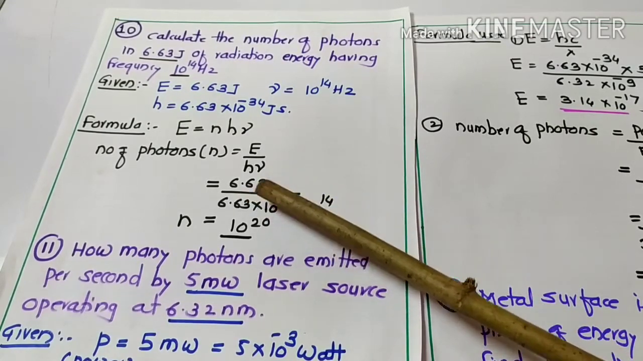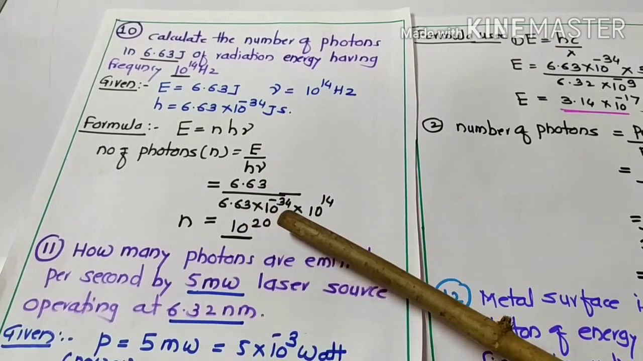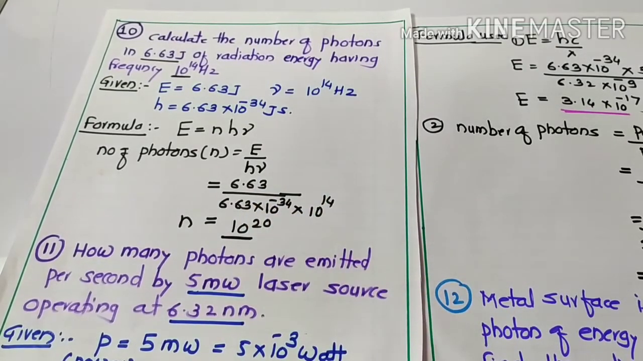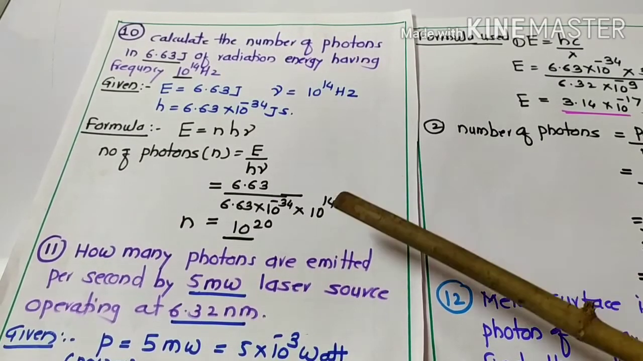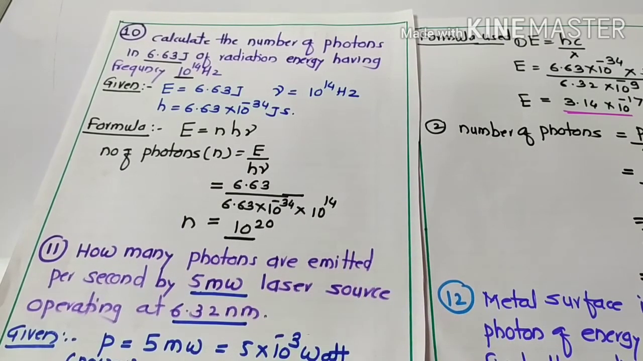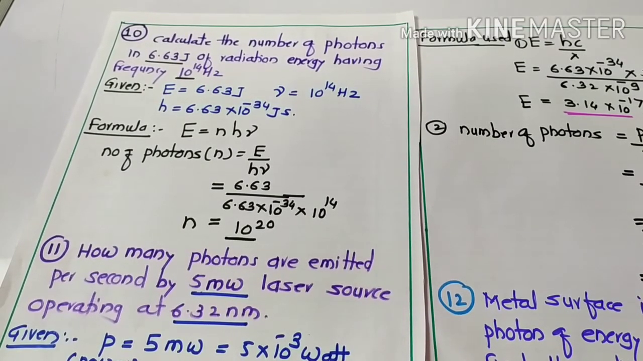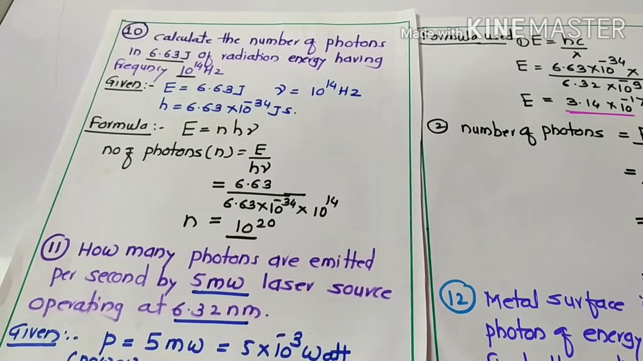Then 6.63 divided by 6.63 into 10 raised to minus 34 into 10 raised to 14. Then 6.63 gets cancelled, and the answer is 10 raised to 20. This answer shows that in 1 second, 10 raised to 20 photons are emitted.